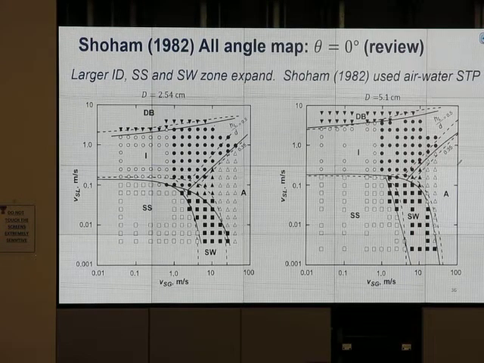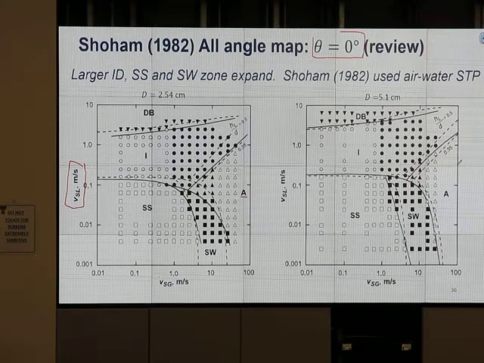Let's take a look at flow pattern. I have 0 degree, okay? Prediction is a line, the dot is measurement, okay? dB is dispersed bubble, SS stratified smooth, SW stratified wavy, A annular flow. Vertical axis is liquid flow rate, VSL, superficial liquid velocity, and VSG is superficial gas velocity.